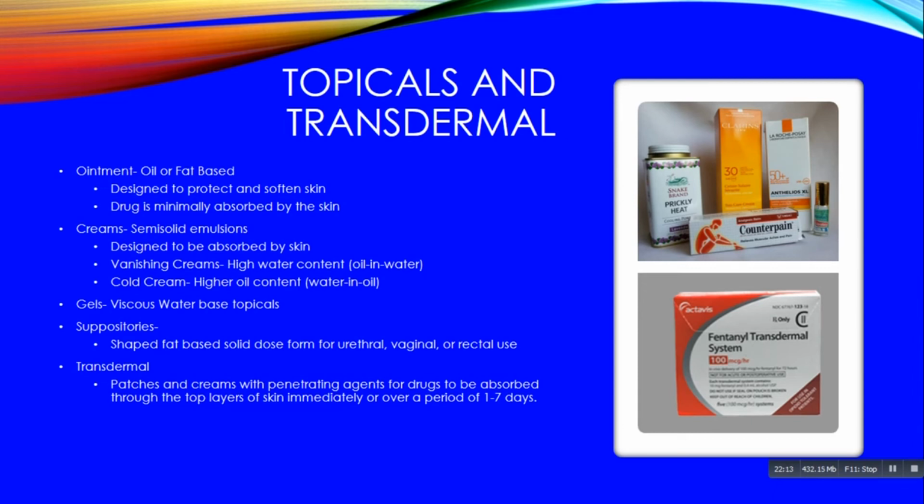Creams are designed to be absorbed by the skin. Now, you're not going to get full absorption transdermally, meaning you're not going to go through all the layers of the skin, but you will get through at least one. Vanishing creams have a high water content. We call those oil and water. The second ingredient is the higher concentration of the two. Cold cream has a higher oil content, so we call that water and oil.